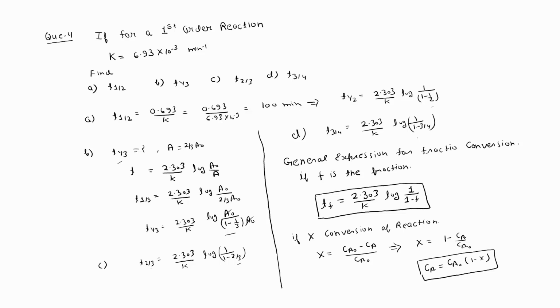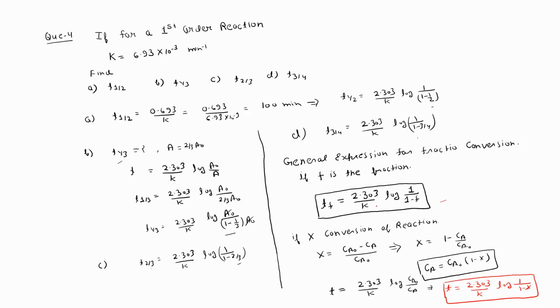1 goes to the X side, Ca by Ca naught stays, so 1 minus X, then Ca is equal to Ca naught 1 minus X. And if we put this in the expression, t is equal to 2.303 divided by k log Ca naught by Ca, and put Ca as Ca naught into 1 minus X, then we have t is equal to 2.303 divided by k log 1 upon 1 minus X. This is how you can prove this equation.